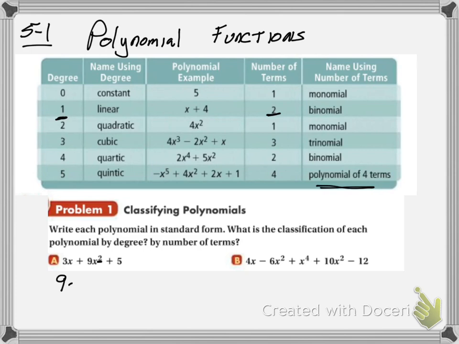So 9x squared plus 3x plus 5. And what's the classification of each polynomial? Should be a squared, I'm sorry. That, because of the squared term, is a quadratic. And then 3 terms is a trinomial.